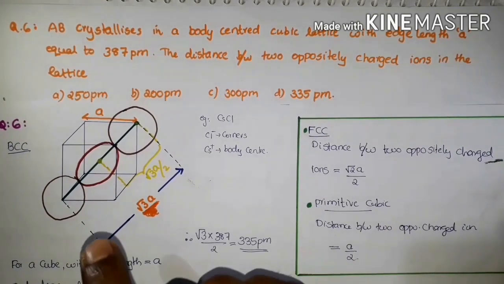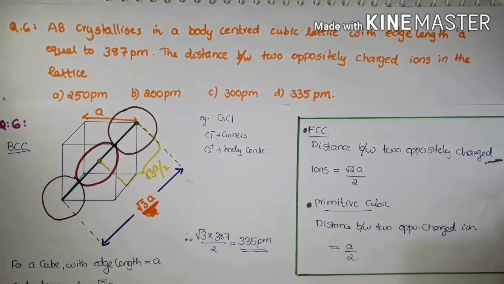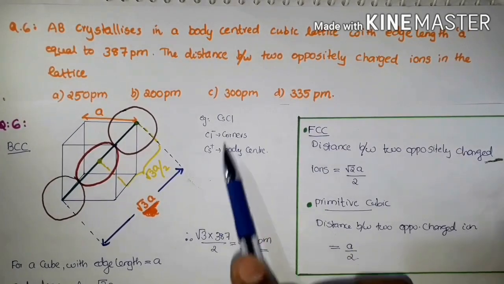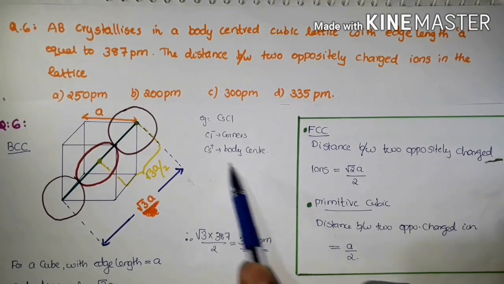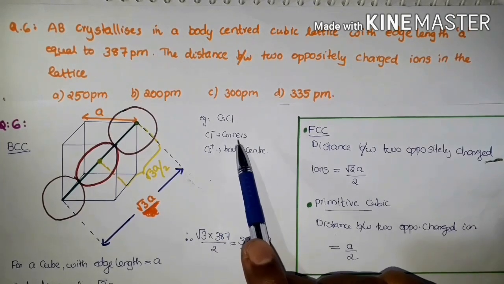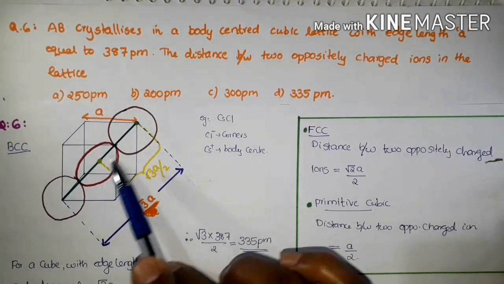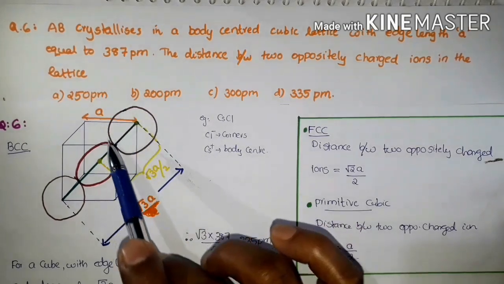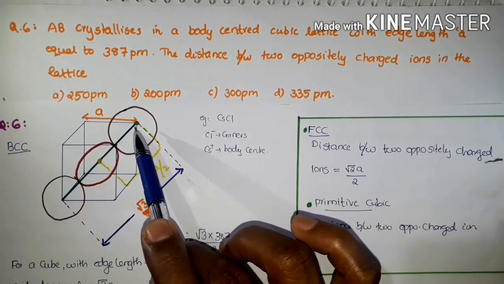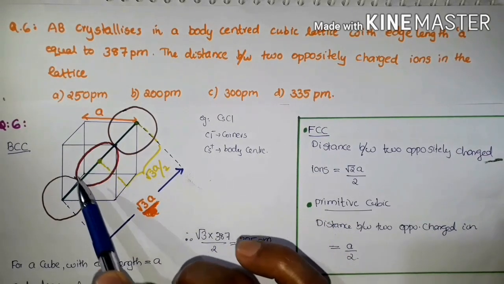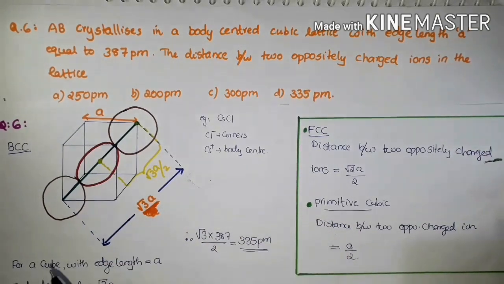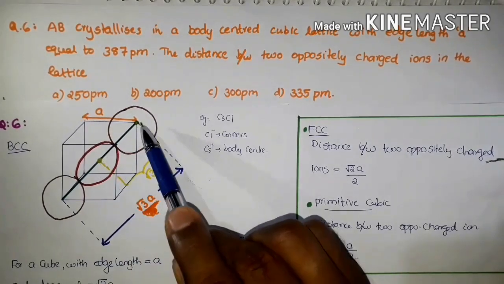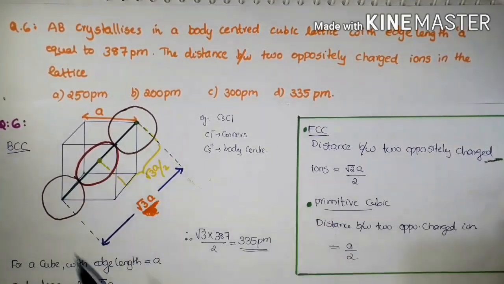So for BCC structure, for example cesium chloride, the cesium ion, the cation, is at the body center and the anion at the corner. Usually different oppositely charged ions are present at the corners and body center. So here one atom is at the corner and the oppositely charged ion, that may be the cation, at the body center. We want to see the distance between these two oppositely charged ions.